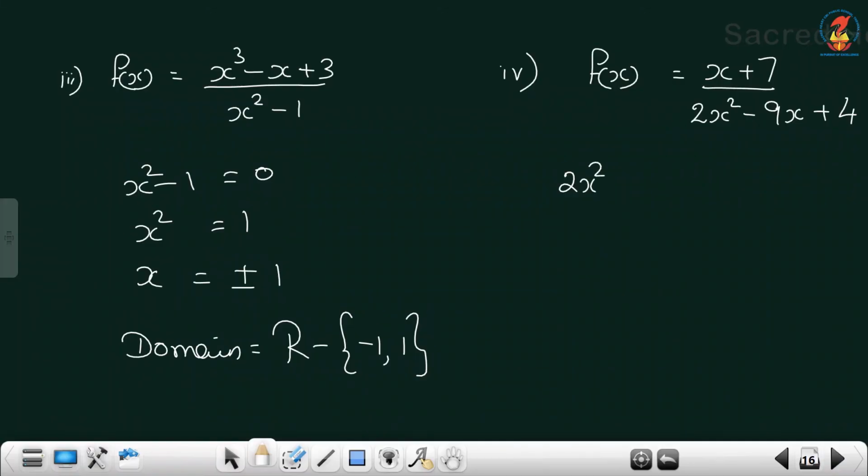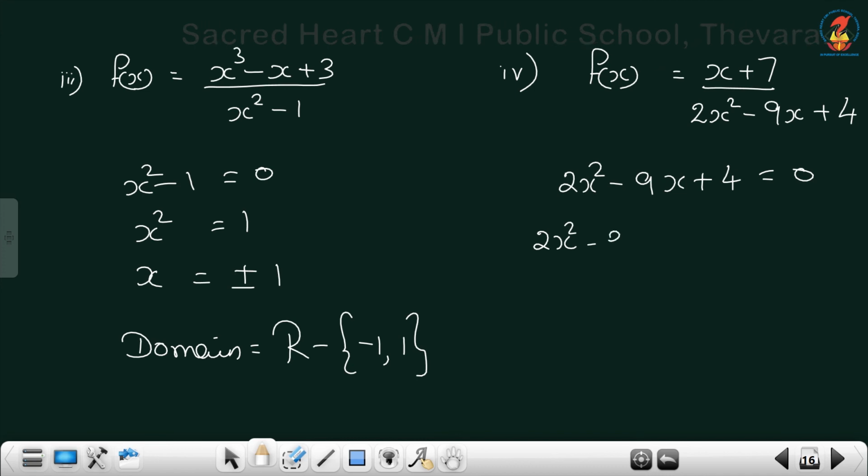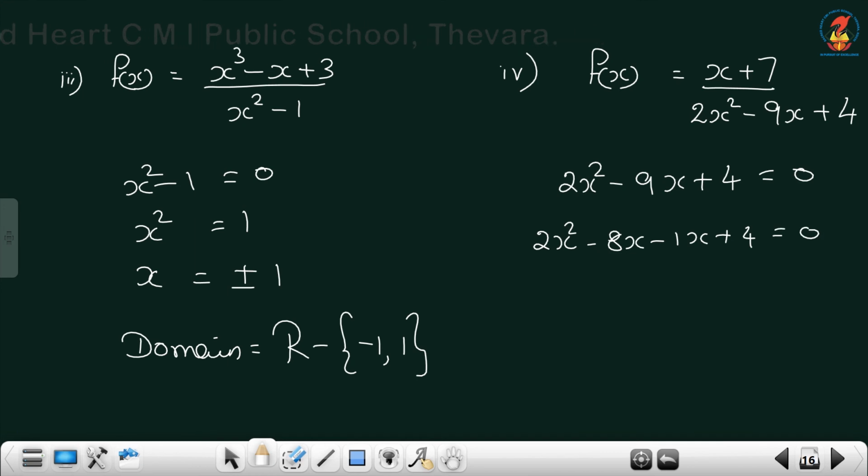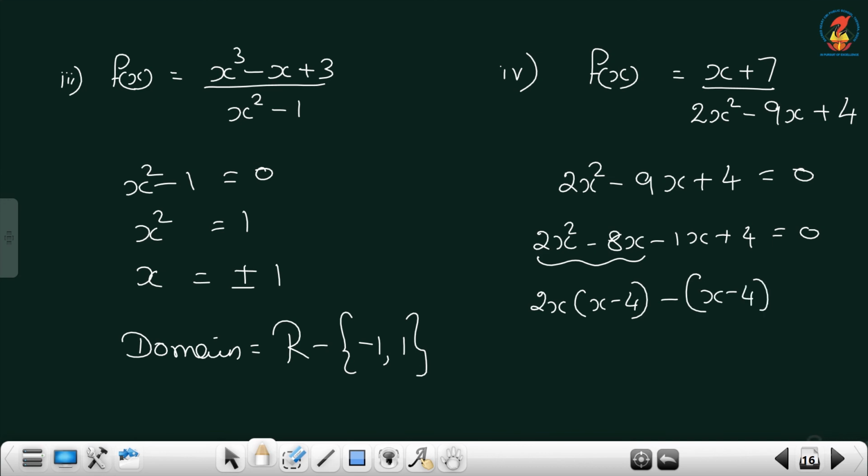Here put the denominator 0. Product 8, sum minus 9. Splitting the middle term. So what are the numbers? 8 and 1. Minus 8 into minus 1 becomes 8. Minus 8 plus minus 1 becomes minus 9. Now from these two we can take 2x outside. x minus 4, minus, take outside. x minus 4. So (x minus 4) into (2x minus 1) is equal to 0. That means x is equal to 4 and x is equal to 1 by 2.